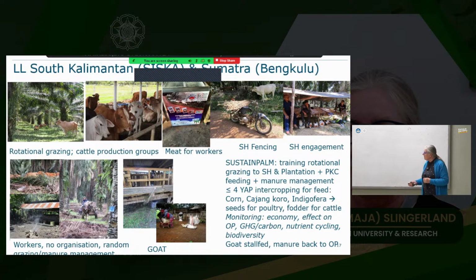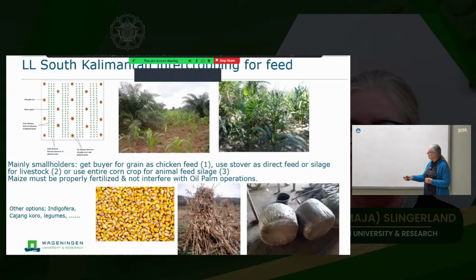So an example here is this. This could be a planting system. The palm is normally planted 9 by 9 by 9, and then you have some corn in between, and then you can choose different things. You can put the corn on the market and use the stover for silage. You can also use the whole crop for silage. That's what they do in the Netherlands. The whole maize crop goes to the cattle. Nobody eats it. And this is an example of silage that is made. So there we have maize for feed.